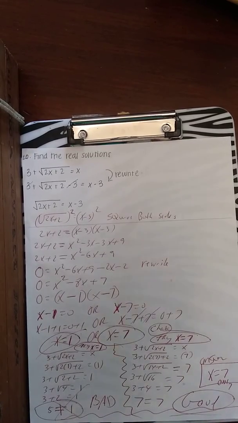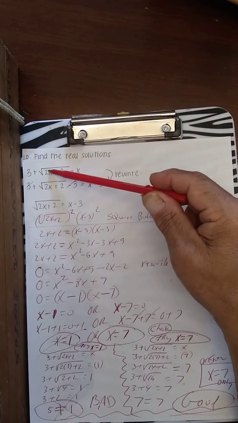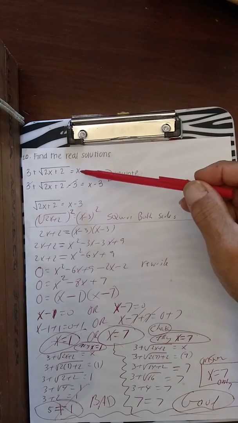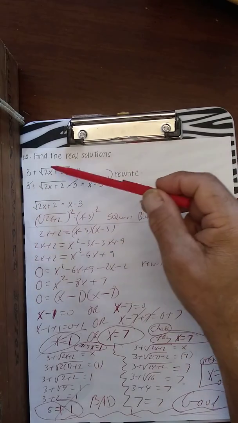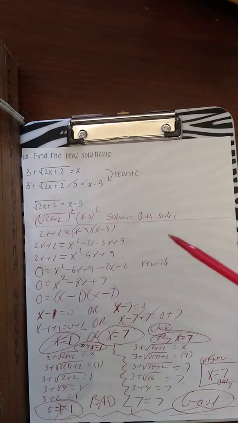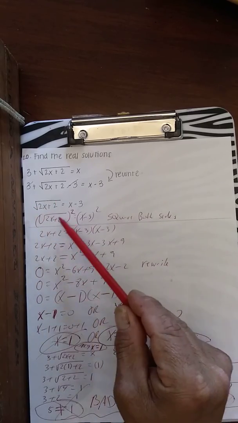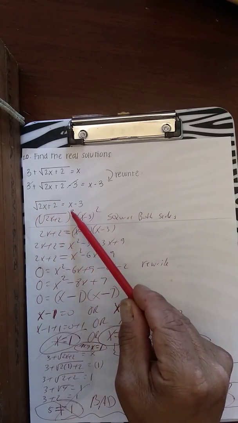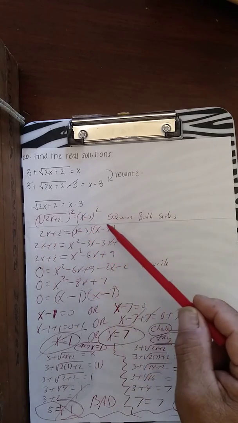Alright, number 20. Find the real solutions. So start with 3 plus square root of 2x plus 2 equals x. So first thing I'm going to rewrite this. I'm going to go minus 3, minus 3. These are gone. So I have square root of 2x plus 2 equals x minus 3. Now I need to square both sides to get rid of this radical sign here. So square root of 2x plus 2 squared is 2x plus 2. x minus 3 squared means x minus 3 times x minus 3.